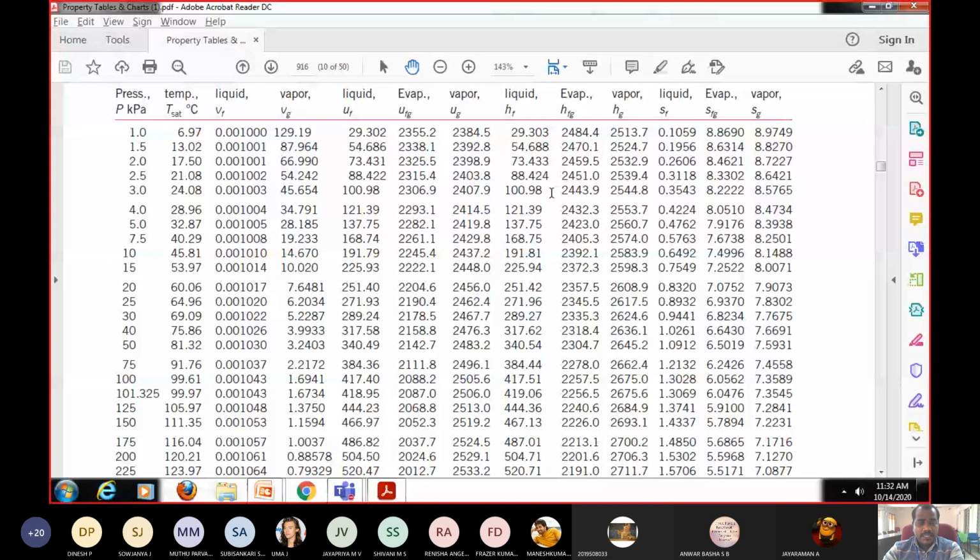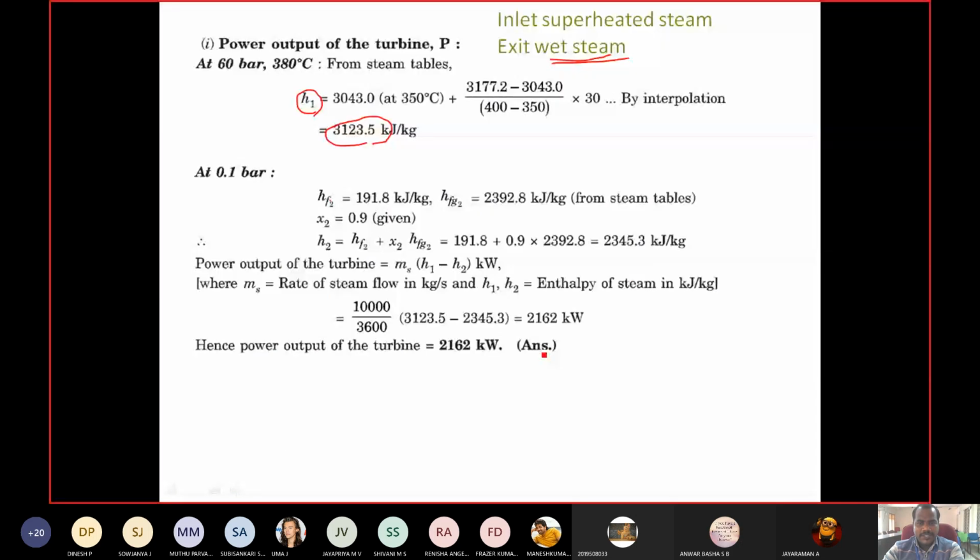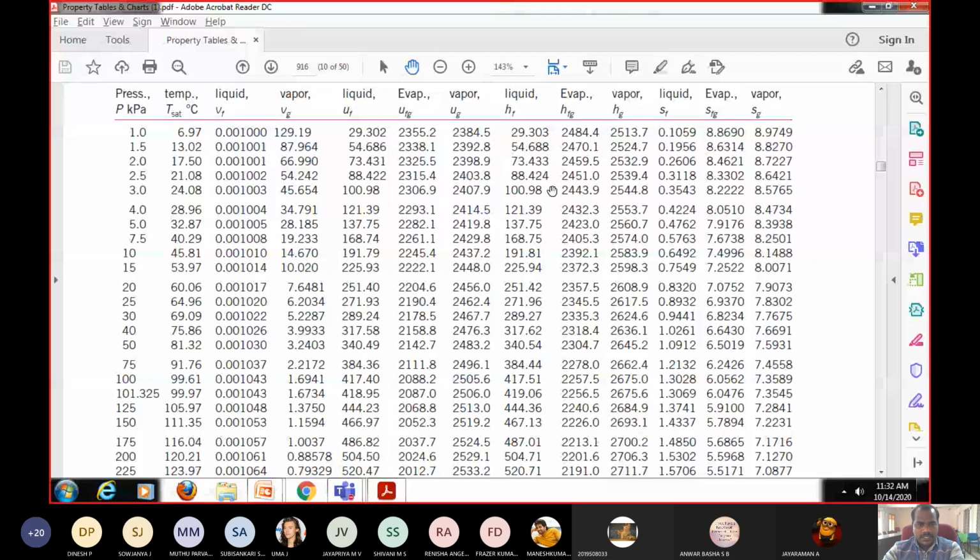The value will be 191.8. This will come, yes. So 10 kilopascal. You know 0.1 bar is equal to 10 kilopascal. The unit is in kilopascal, so we have to convert accordingly. So 0.1 bar will be 10 kilopascal. So we have to look in this row. We have to take the properties in this row.